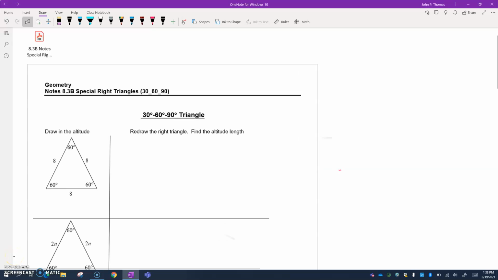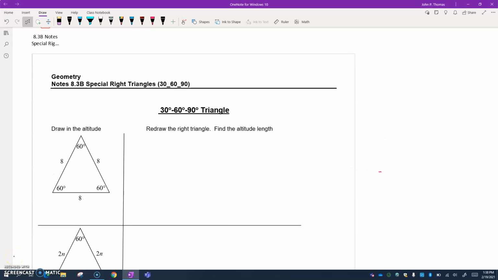All right, let's take a look at the next section here, which is 8.3b. It's our next group of special right triangles. Again, we're going to look at 30, 60, 90 triangles this time. So this is going to add to our toolkit. Our toolkit from yesterday dealt with 45, 45, 90 triangles, where we knew the relationship became A, A, and A root 2. And we used that to solve some triangles.